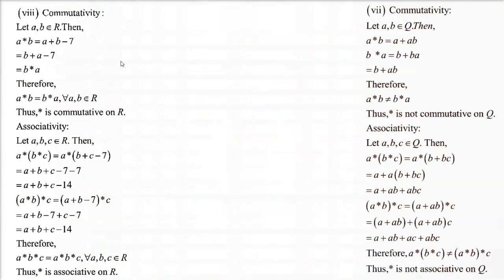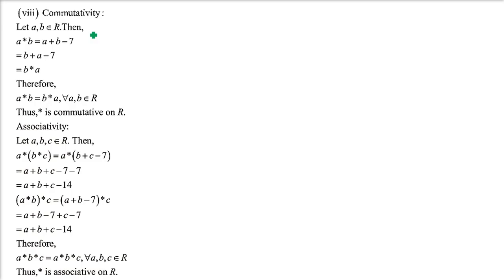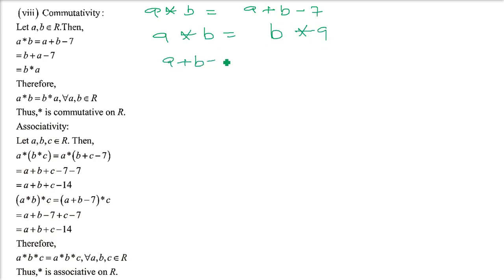Now the eighth one. The star on R defined by A star B equals A plus B minus 7 for all A and B belonging to R. So is A star B equal to B star A? What does it mean? A star B is A plus B minus 7. B star A is B plus A minus 7. You can always write A plus B as B plus A. So it is commutative.